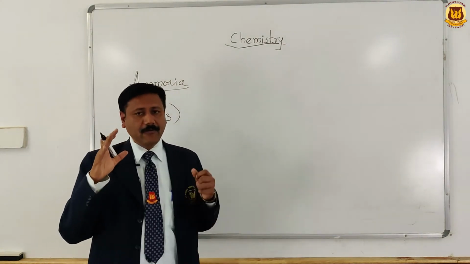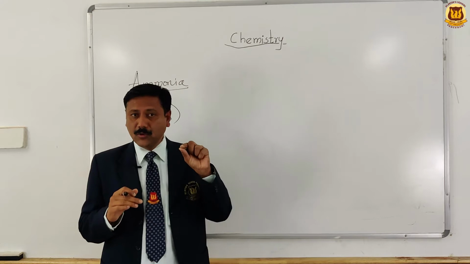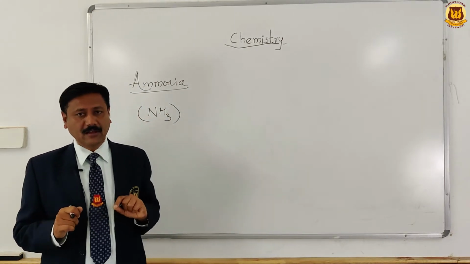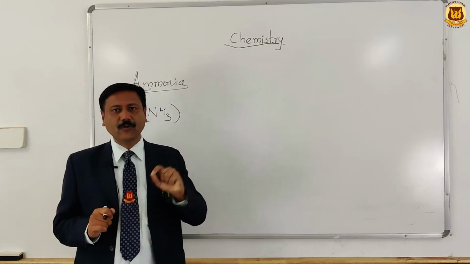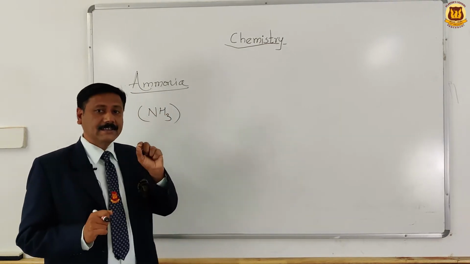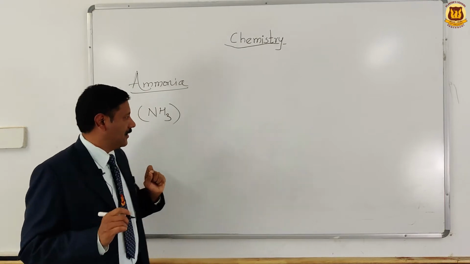Some students have confusion between ammonium and ammonia. Ammonium is a radical, NH4 1 plus, and ammonia is a gas, NH3.